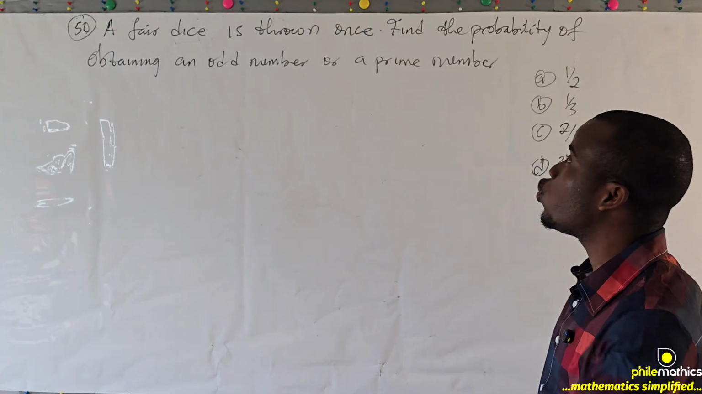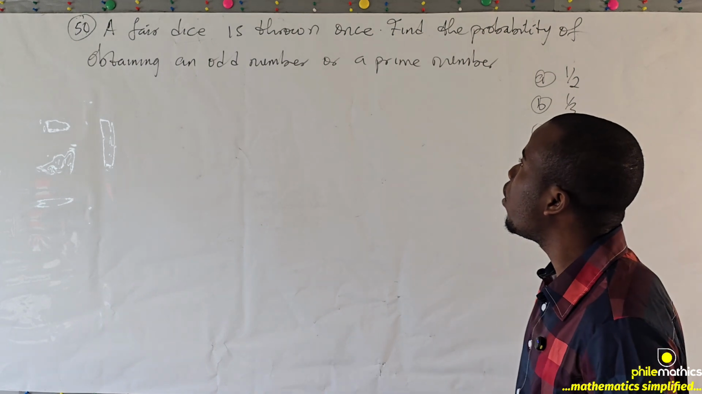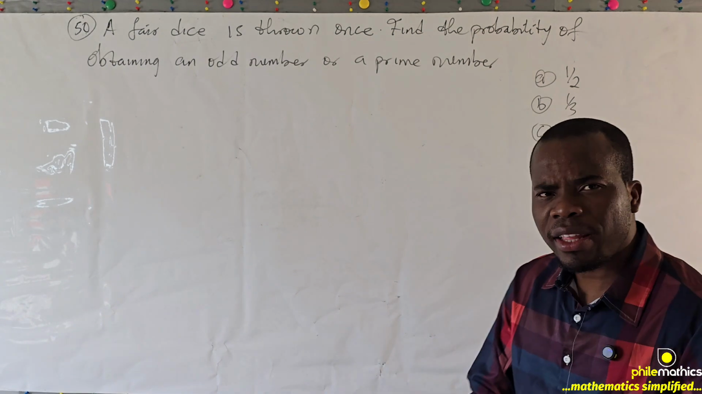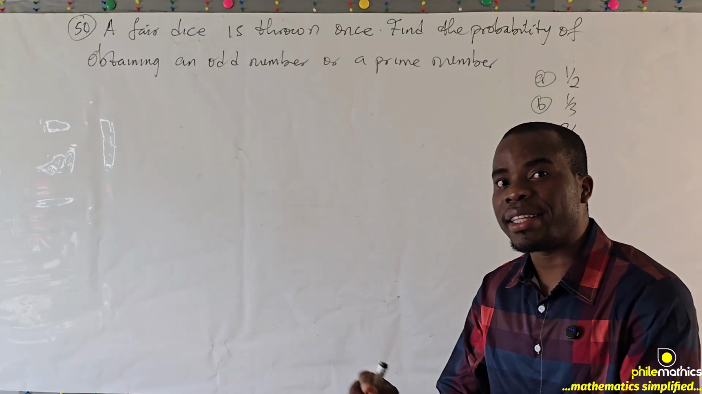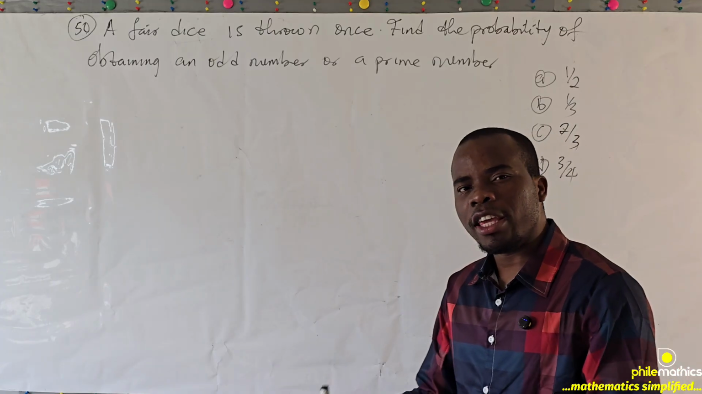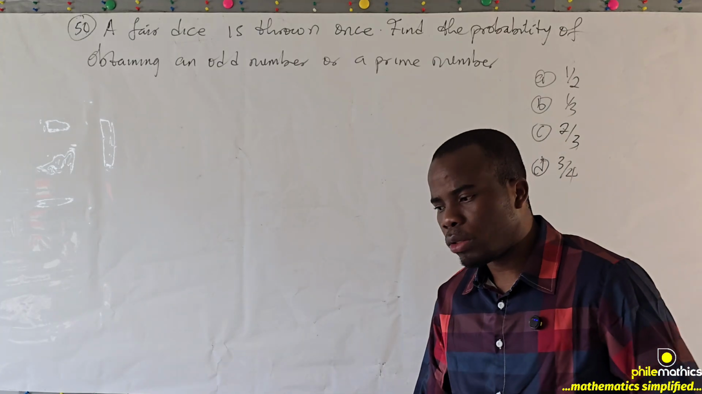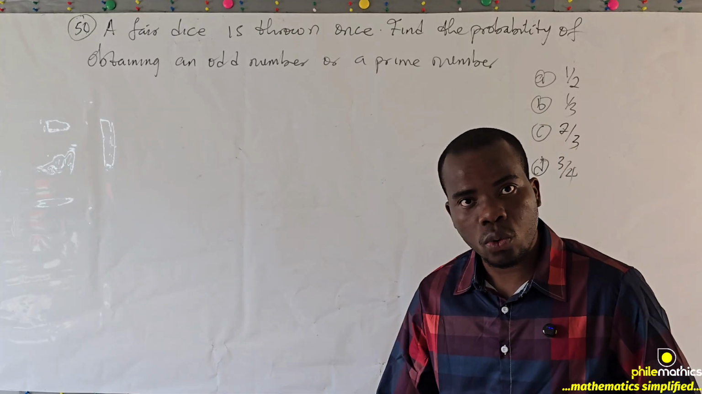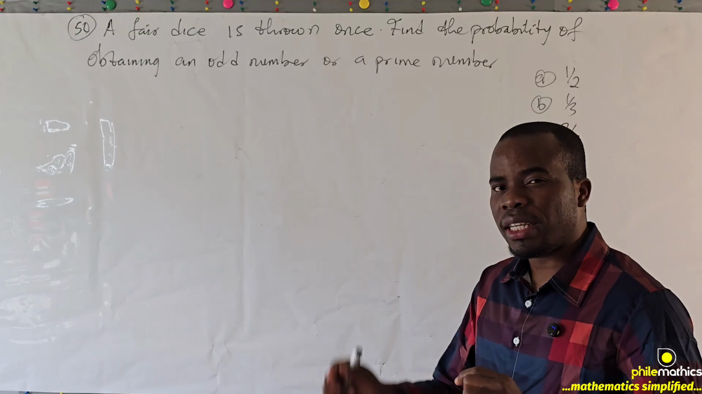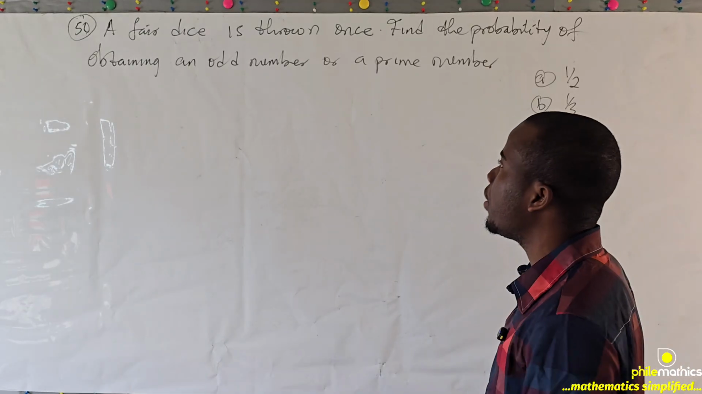A fair dice is thrown once. Find the probability of obtaining an odd number or a prime number. So you need to know what a fair dice is. A fair dice is not a dice that is fair, but a dice that has equal chance of occurrence, right? And you know, odd numbers cannot be divisible by 2, and prime numbers are numbers that have only 2 factors, itself and 1. But note, 1 is not a prime number.